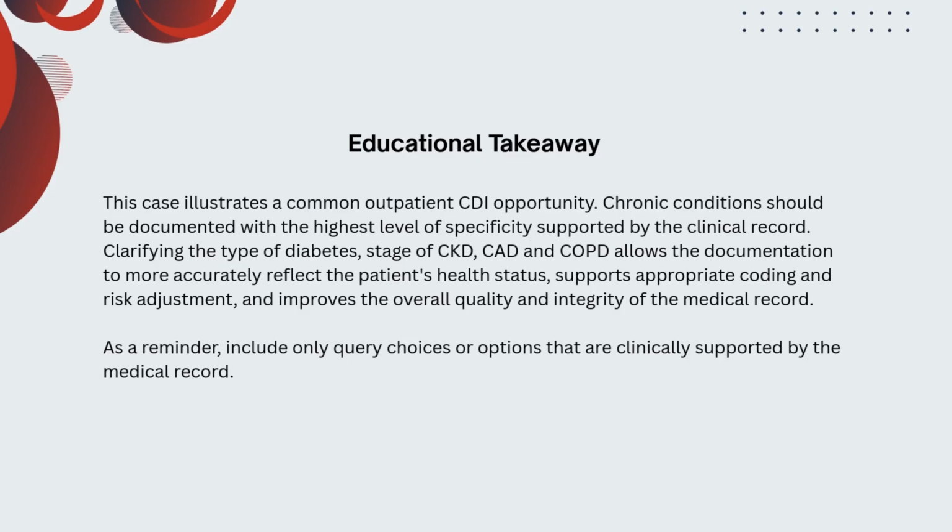Educational takeaway. This case illustrates a common outpatient CDI opportunity. Chronic conditions should be documented with the highest level of specificity, supported by the clinical record. Clarifying the type of diabetes, stage of CKD, CAD, and COPD allows the documentation to more accurately reflect the patient's health status, supports appropriate coding and risk adjustment, and improves the overall quality and integrity of the medical record. As a reminder, include only query choices or options that are clinically supported by the medical record.